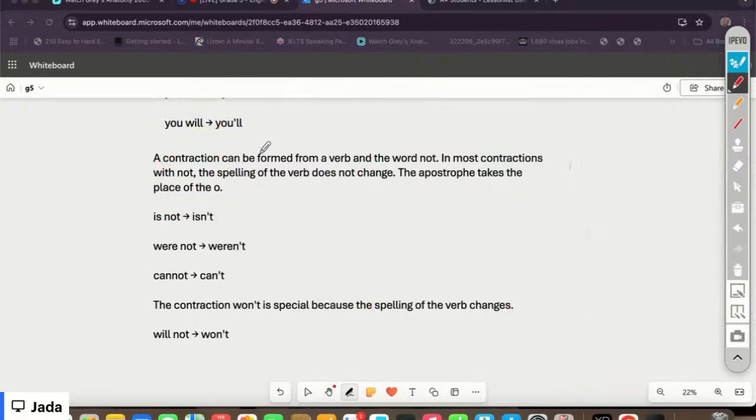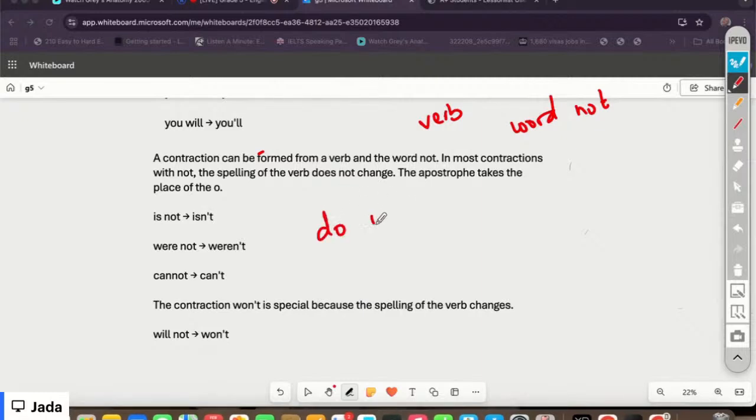And then we also have a contraction that can be formed from a verb and the word not. So you can have a contraction with a verb and the word not. Okay, so in most contractions with not, the spelling of the word does not change. The apostrophe just takes the place of the o. So when you have the contractions with not, the spelling doesn't change, it just takes the place of the o in not. So we have do not, for example, and then it becomes don't. You can see that the apostrophe takes the place of the o in the not.